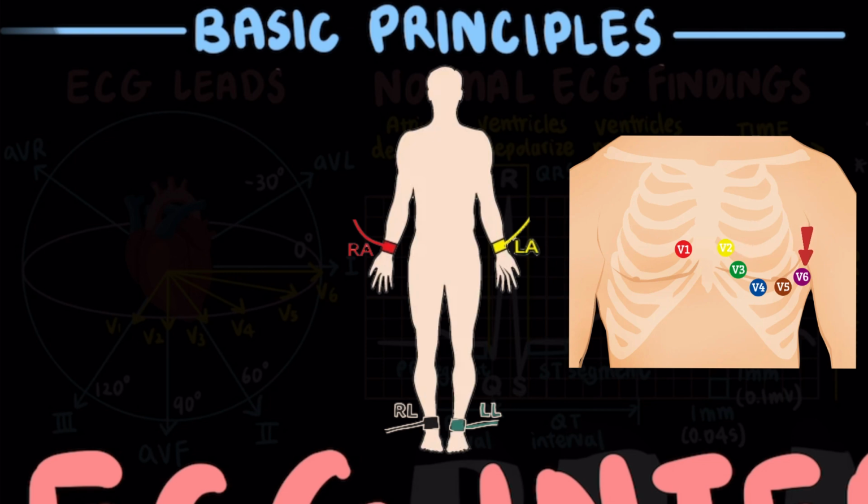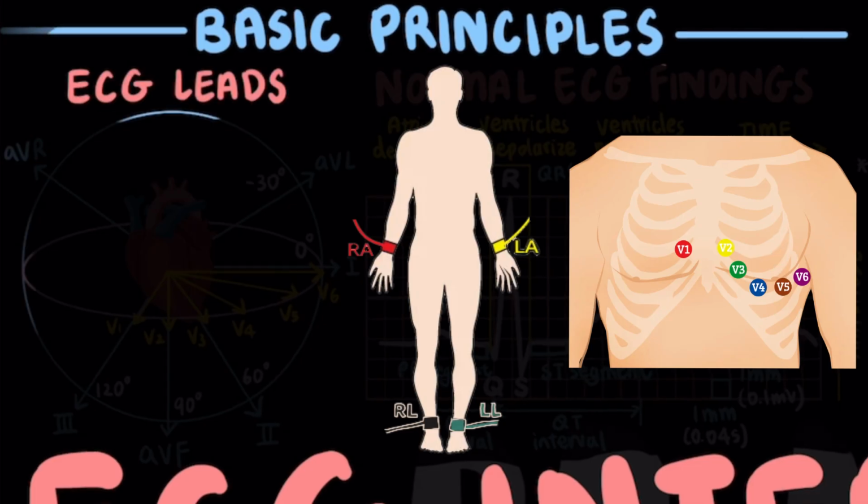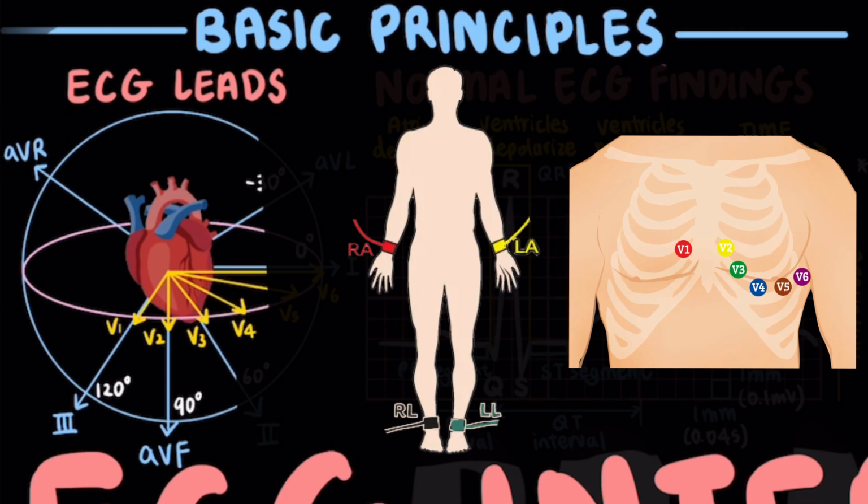V6 goes at the same horizontal level as V4, but on the mid-axillary line, right under the middle of the armpit. And V5 sits midway between V4 and V6. Together, these 10 electrodes give us the data we need to create 12 electrical views, or leads, of the heart.